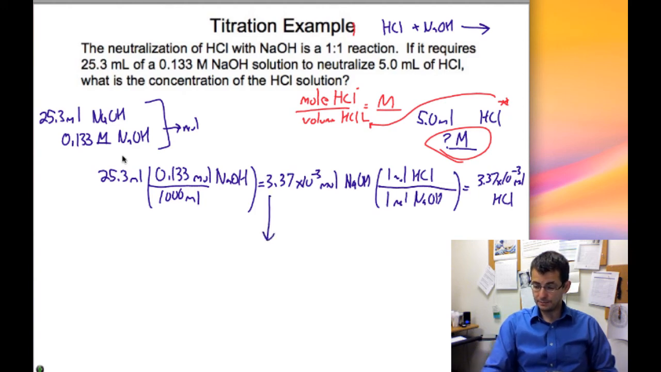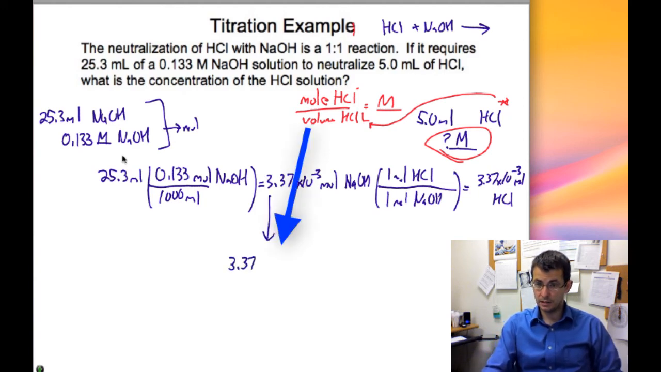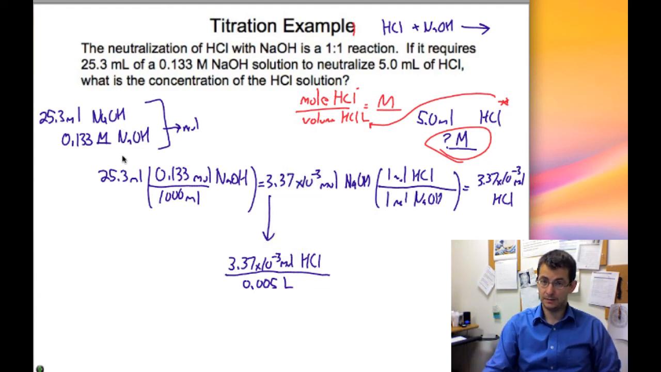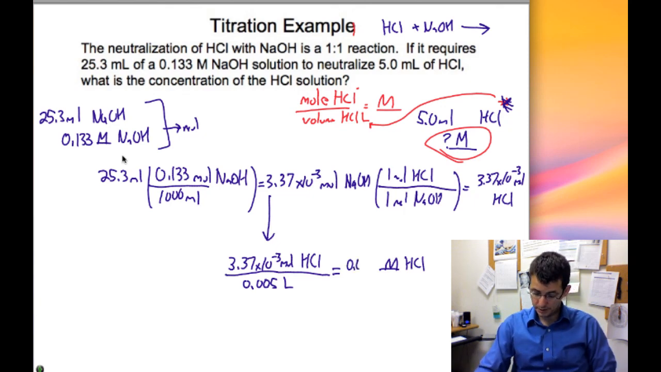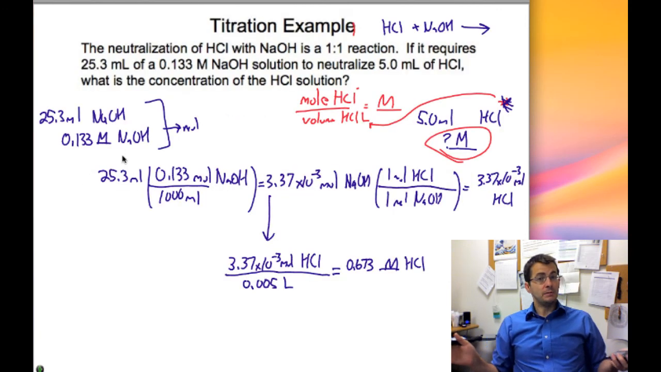Given that, we know that there are 3.37 times 10 to the minus third moles of HCl in 0.005 liters. This is our milliliter conversion over here. Convert that into liters using our standard methods. This tells us that the molarity, moles per liter of the HCl, should be 0.673 molar. Now, very typical problems.